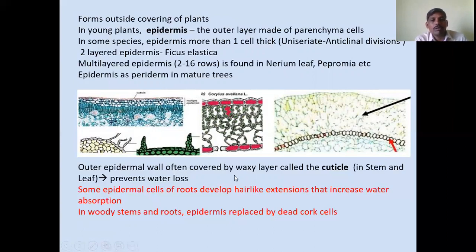The outer epidermal wall is often covered by a waxy layer called the cuticle, which is present in stem and leaf only, and helps prevent water loss. So it regulates the transpiration process. Some epidermal cells of the root develop hair-like extensions that increase the water absorption area. These are called root hairs. In woody stems and roots, the epidermis is replaced by dead cork cells, which constitute the peridermal layer.